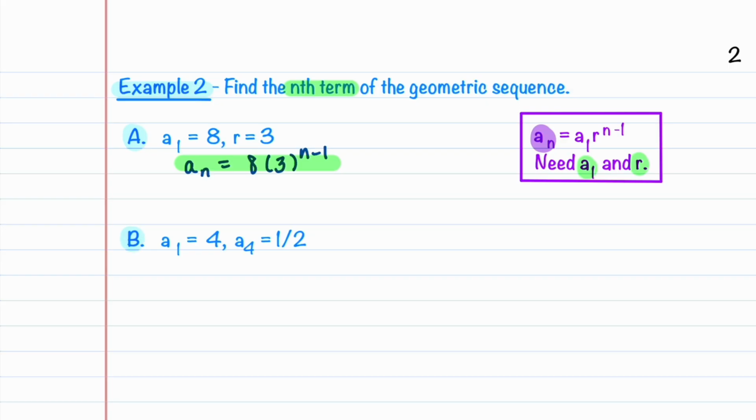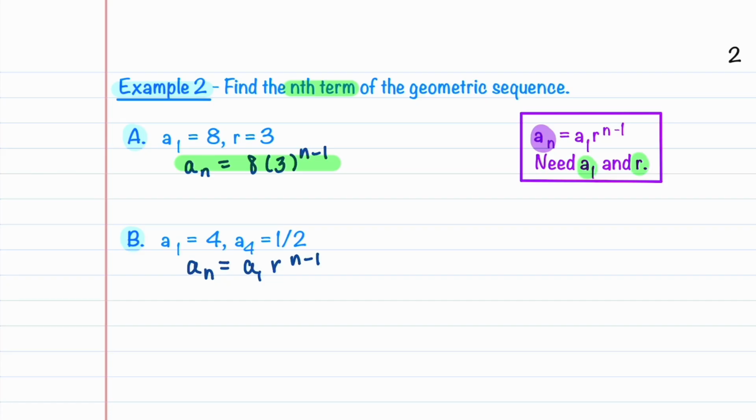Let's now look at part B. This one is definitely harder. For this one, we're given A1 and A4. Let's start by writing down our formula. Our formula is A sub n is equal to A1 times R to the n minus 1. Now let's see what we need.